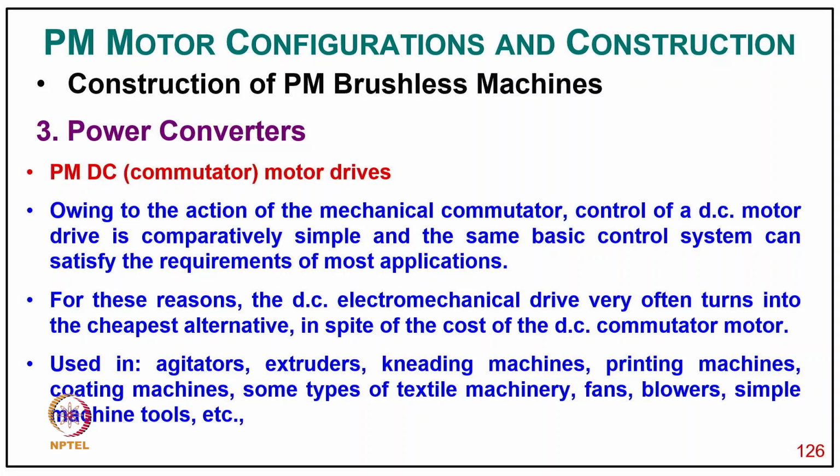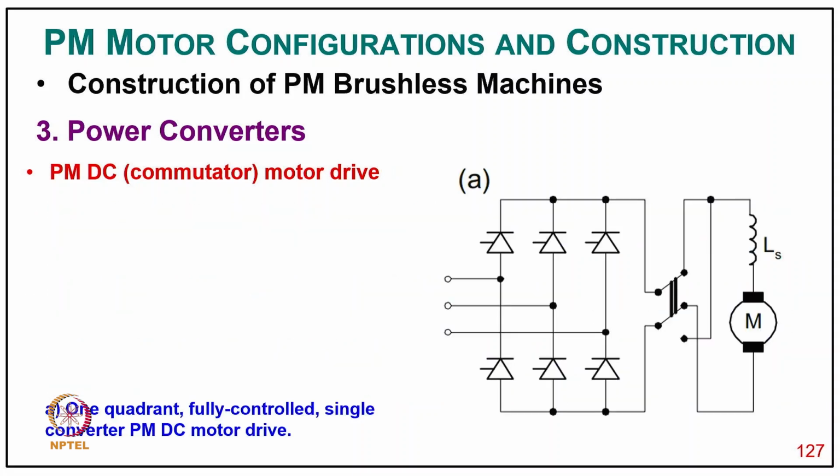So permanent magnet brushless DC motor type, owing to the action of the PM DC motor. Control of the DC motor drive is comparatively simple and the same. The control system can satisfy the requirements of most applications. And for these reasons, the DC electromechanical drive very often turns into the cheapest alternative in spite of the cost of the DC commutator motor, used in agitators, extruders, milling machines, kneading machines, printing presses, coating machines, some types of textile machines, defense blowers, and simple machine tools.